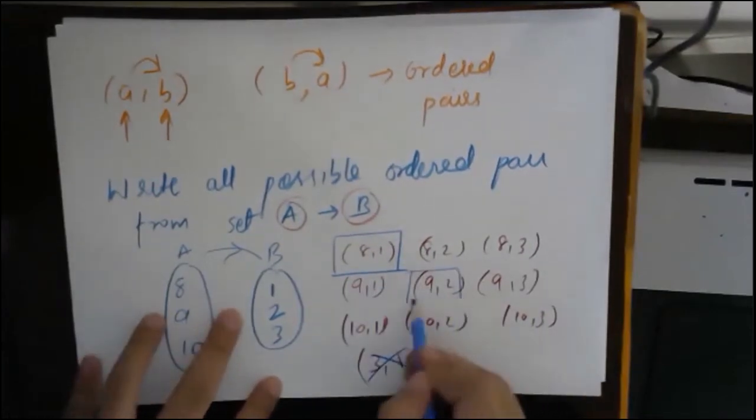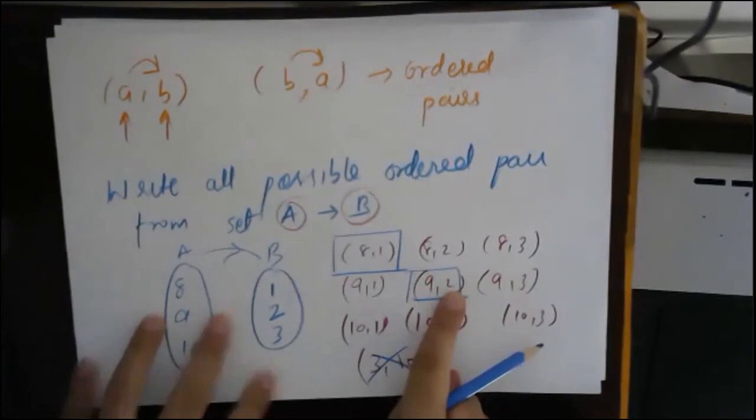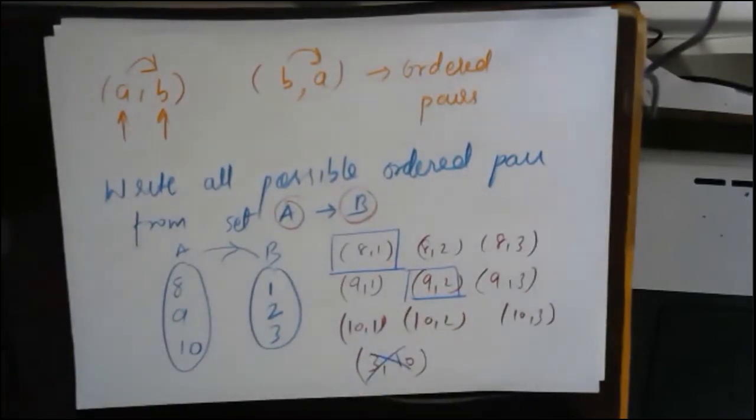In this, what is the order? First is 9, second is 2. That is why it is called an ordered pair, right? Understood? Fine. Okay.